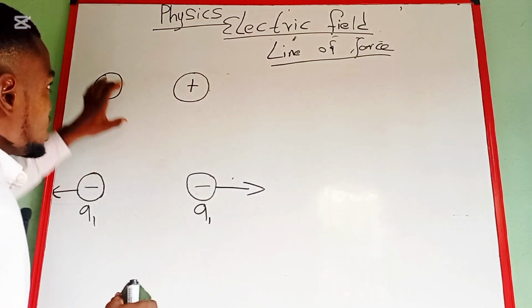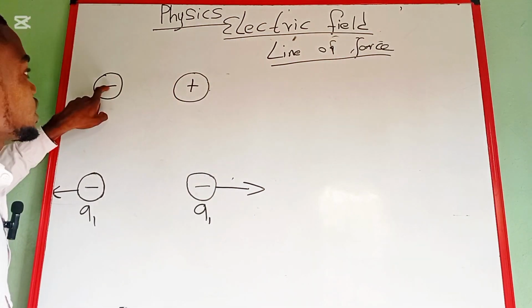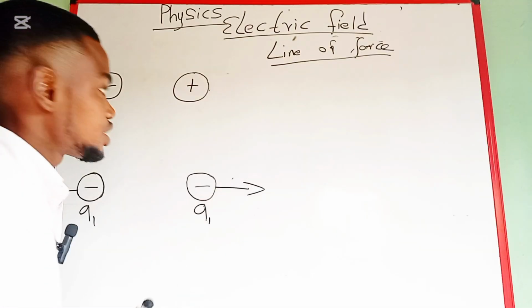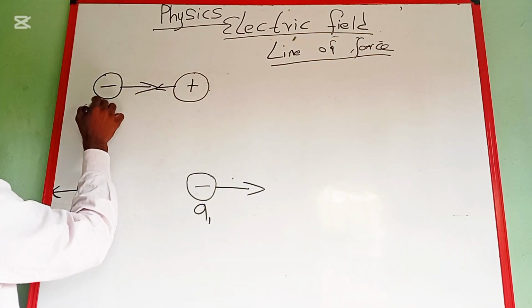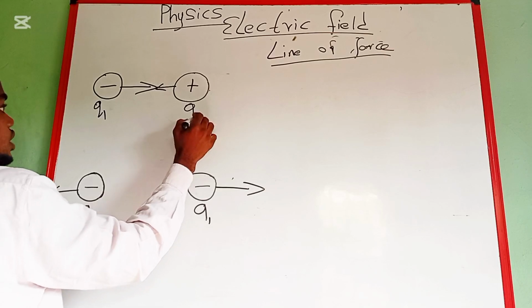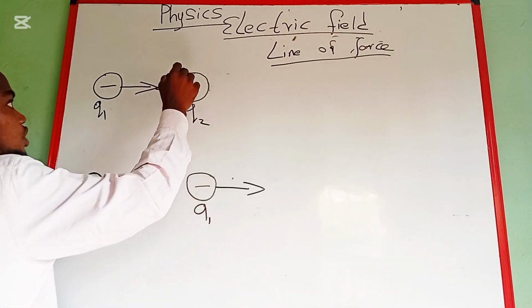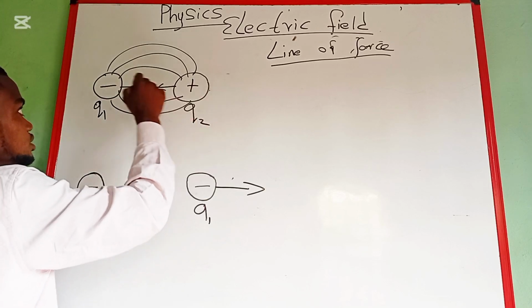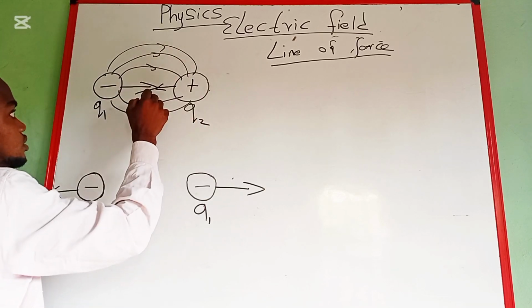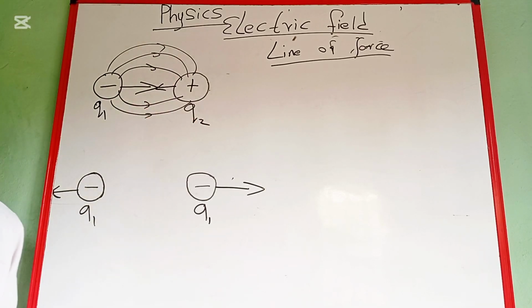Now, what do we mean? These two are charges, a negative and a positive charge. And like you know, these are going to attract each other. Let's call this charge 1 and this charge 2. In some textbooks, you're going to see lines going over here. We're going to see it in this form.